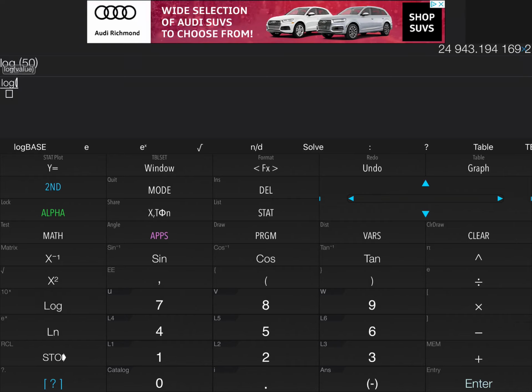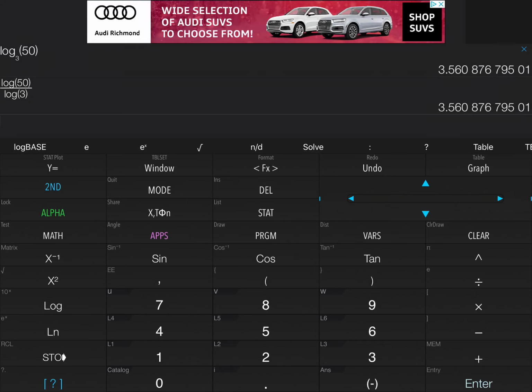I'm going to do log 50, because everybody has a log button on their calculator, divided by log 3. And if I hit enter, I will get the same exact decimal, 3.56, right?